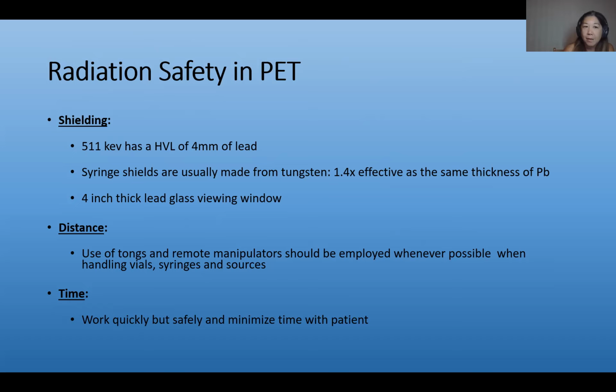And that was because the left hand was usually holding the pig that had the radiation in it. And so they've since made some changes in their setup, and they have a device that sort of holds the pig for them so that they can minimize their exposure.